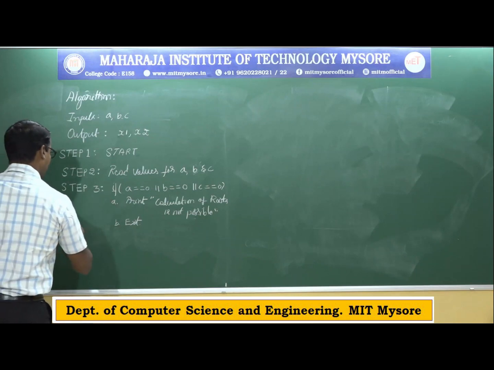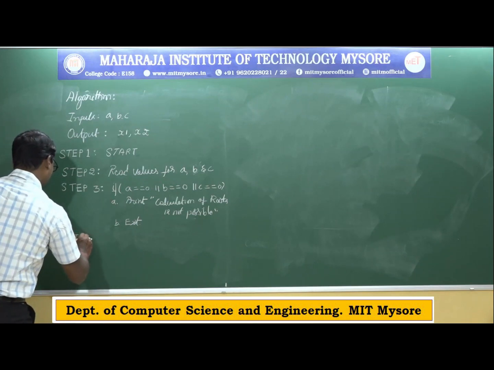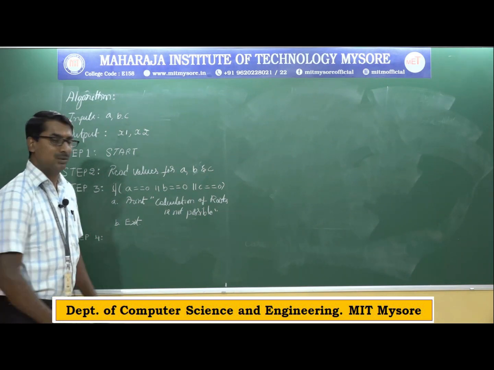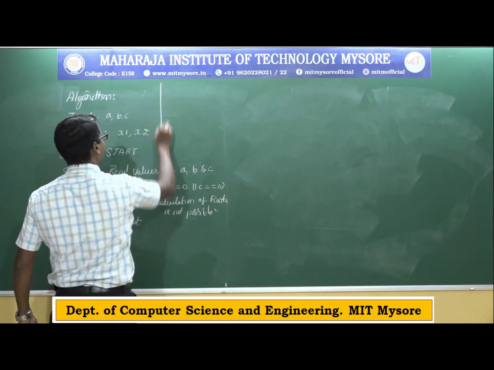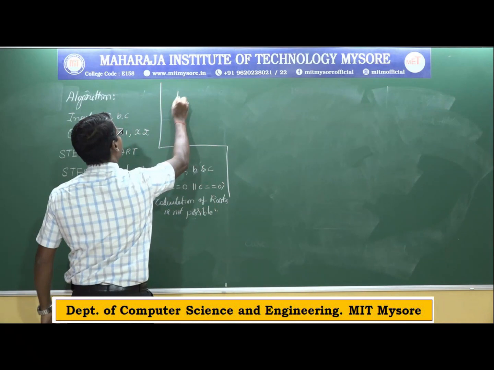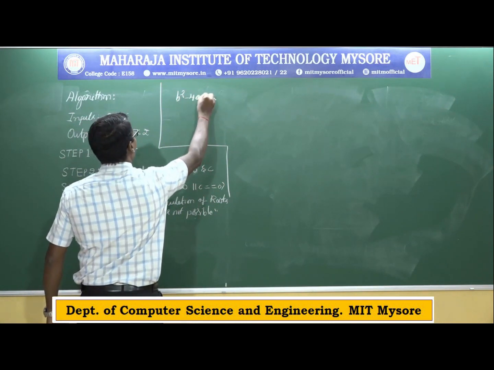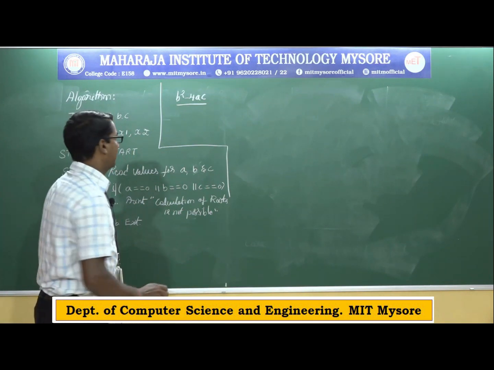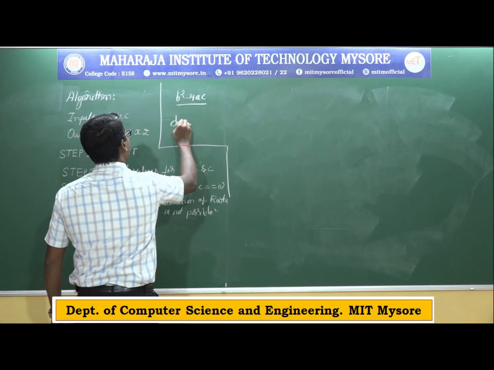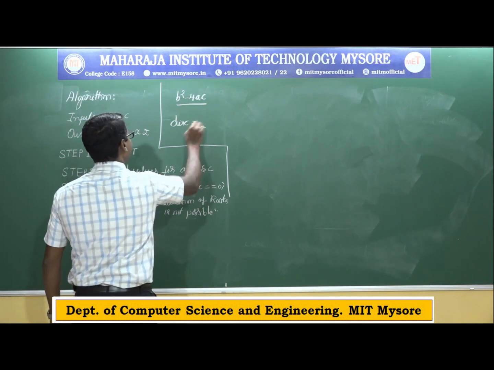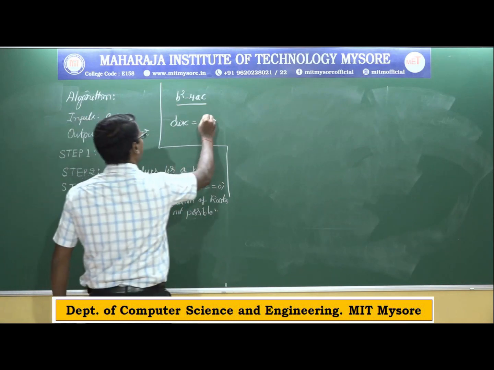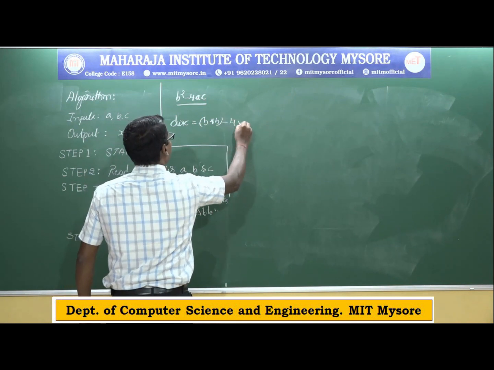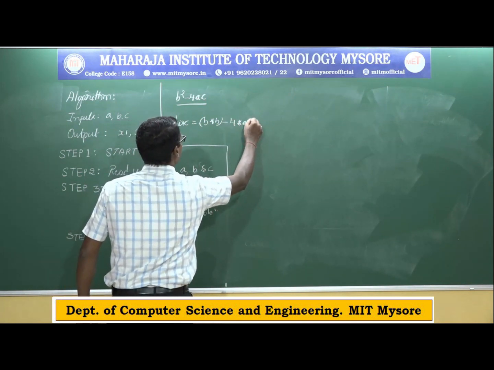If in case the condition is false, then step 4. When we are calculating the roots, we check the value. The value is b square minus 4ac. In each step, we calculate b square minus 4ac. So here I'll consider DISC, discriminant. First I calculate this value, b into b minus 4 into a into c.